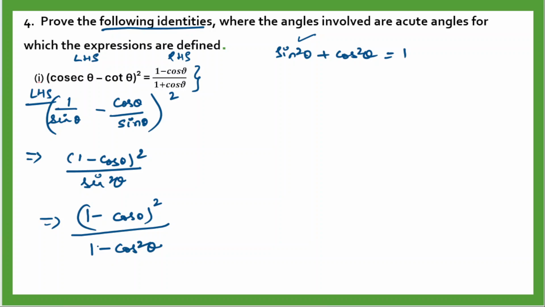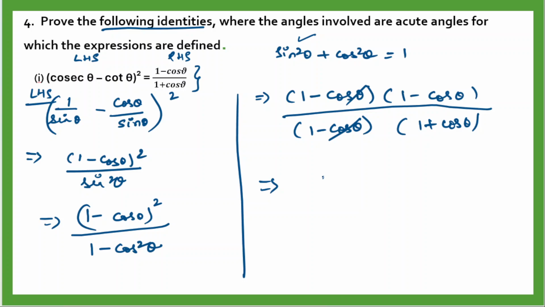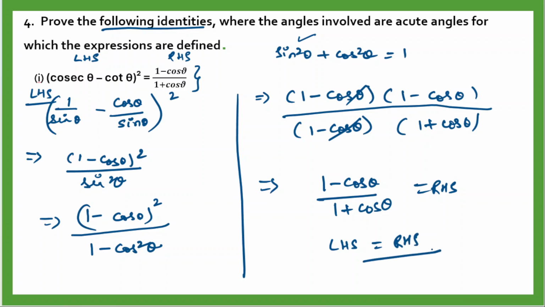Now in the denominator you are forming the a square minus b square formula. So you can write the numerator as (1 minus cos theta)(1 minus cos theta), because it is (1 minus cos theta) whole square. In the denominator you can write (1 minus cos theta) and (1 plus cos theta). This can get cancelled out, so you will remain with (1 minus cos theta) divided by (1 plus cos theta). You can see this is equal to the right hand side. So left hand side is equal to right hand side. Hence verified, or hence proved.